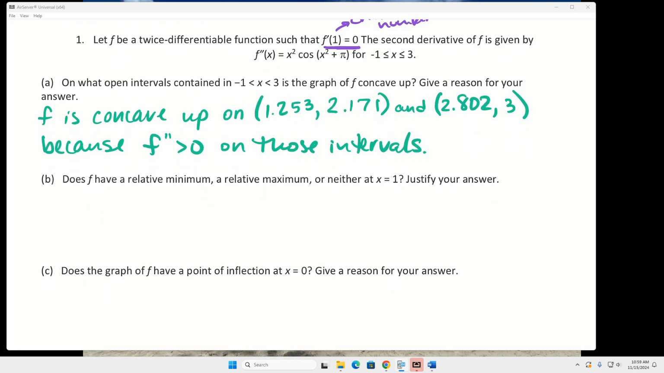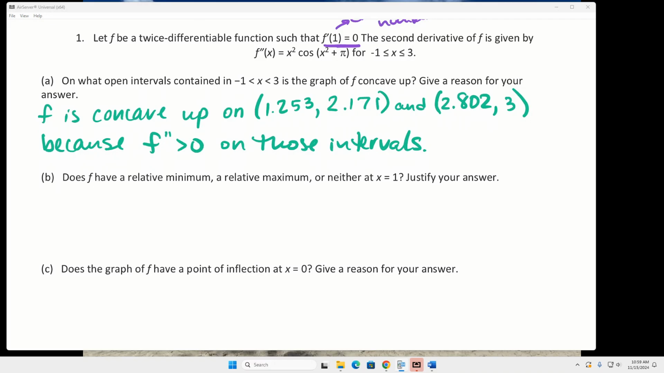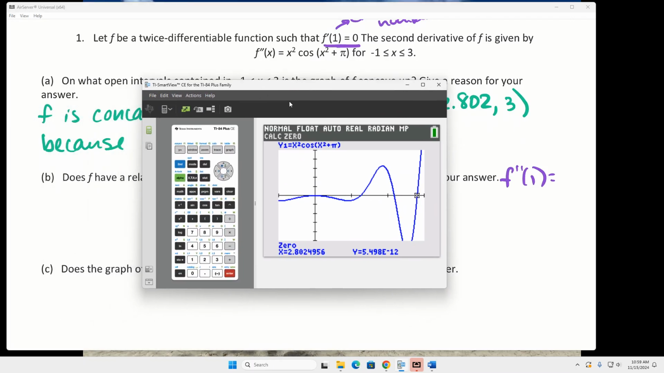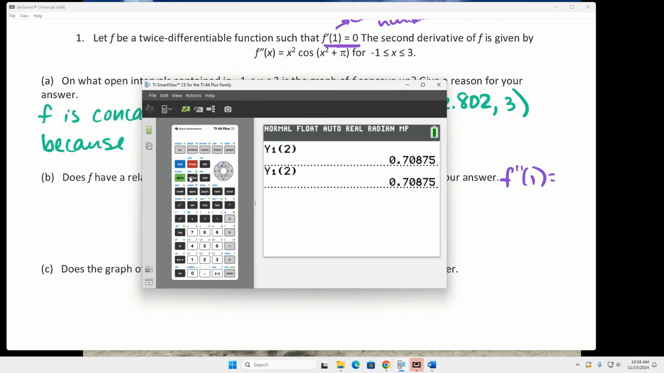So what do I need from the second derivative? If it's positive or negative at 1. So somewhere on your paper, I would recommend that you write f double prime of 1. And then you find what that is. There's lots and lots of ways to find what that is. My favorite way is, I did this in pre-calculus today, that second derivative is y1, and then just put 1 in parentheses.